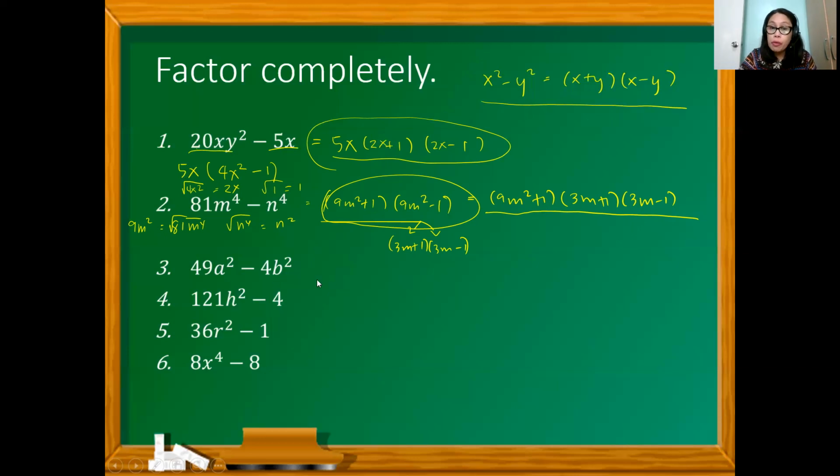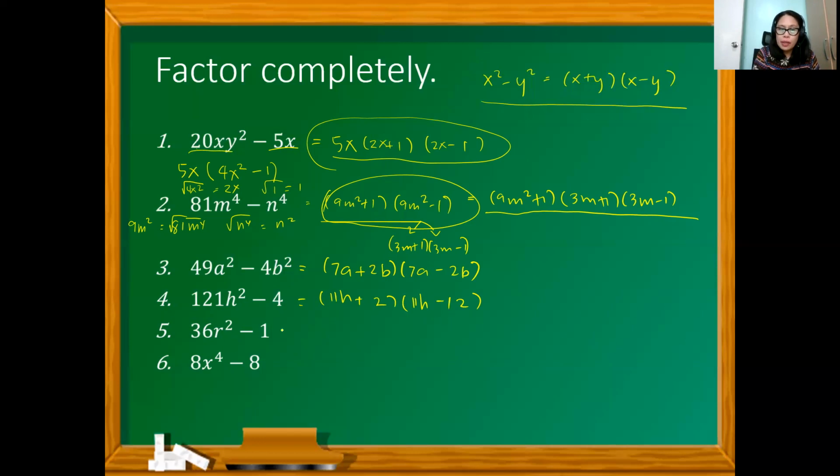For number 3, both are perfect square expressions. We just have to work on the square root of both terms. So the square root of 49a squared is 7a, while the square root of 4b squared is 2b. So we have to rewrite this here. And then one is addition, the other one is subtraction. So that's the factors. Here, again, both terms are perfect square expressions. So the square root of 121h squared is 11h. And then let's put it here also. And then the square root of 4 is 2. One is addition, the other one is subtraction.